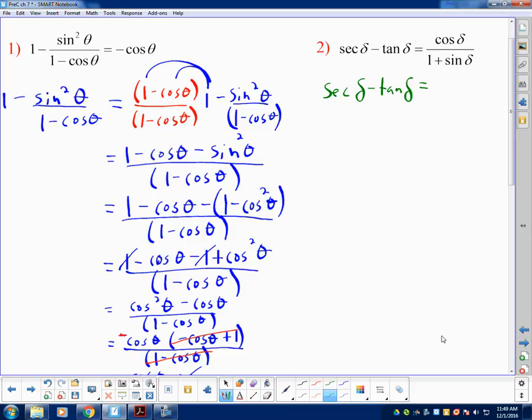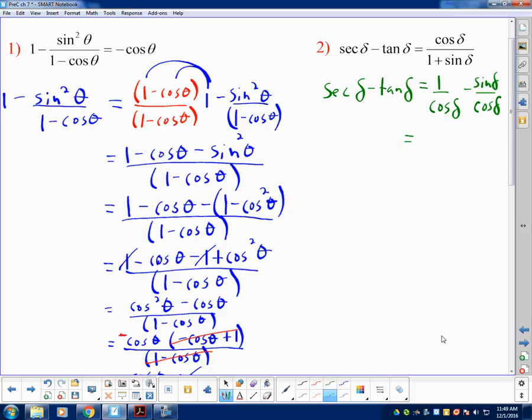There are no fractions involved here, at least in the part that I'm starting with. The third line on the notes, at the very top of the note page, says I suggest you rewrite in terms of sines and cosines. So we're going to rewrite this as 1 over cosine of delta minus sine delta over cosine delta. So we're just rewriting that.